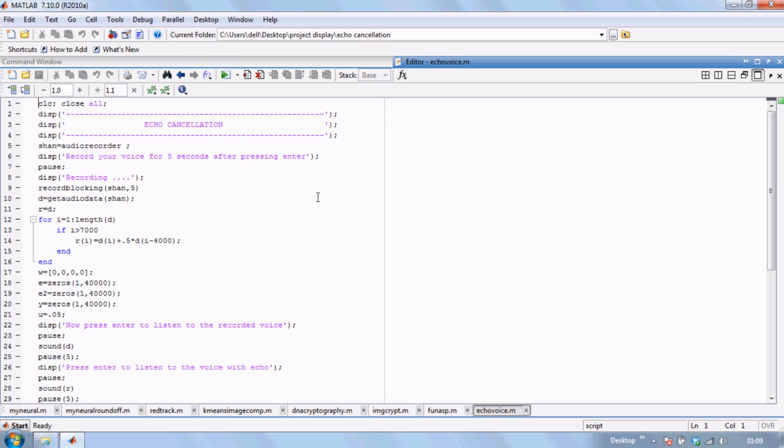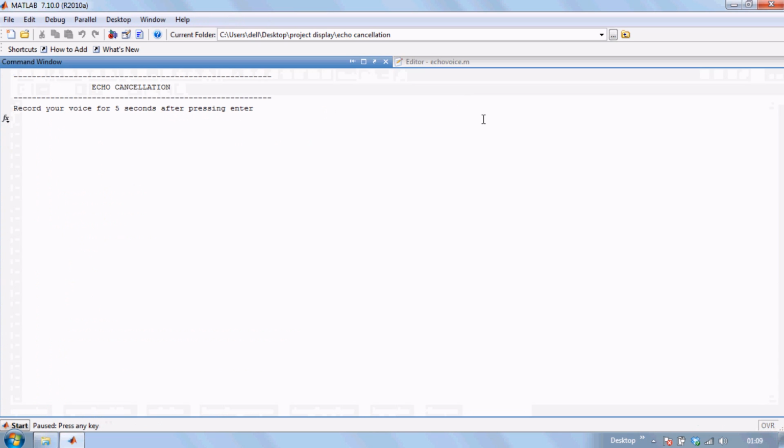Echo cancellation is so advanced nowadays that you can comfortably use your phone on loudspeakers. This is a basic demonstration of it. Once I press enter, I need to record 5 seconds of my voice. Now I'm actually recording my voice and later I'll play it. Now if I press enter, it is going to play my original voice. Now if I press enter, it is going to play my voice along with the echo.